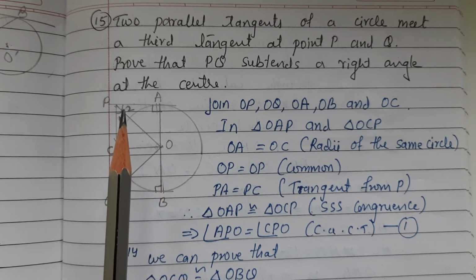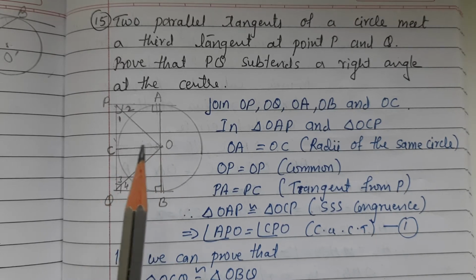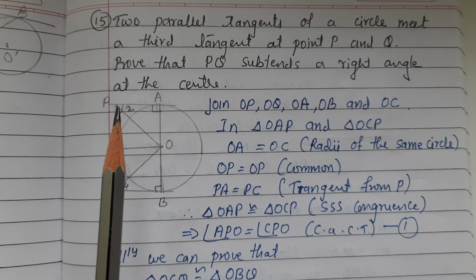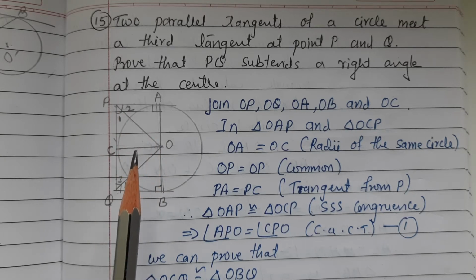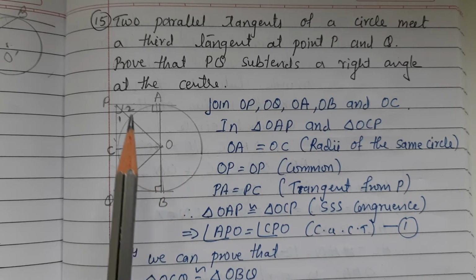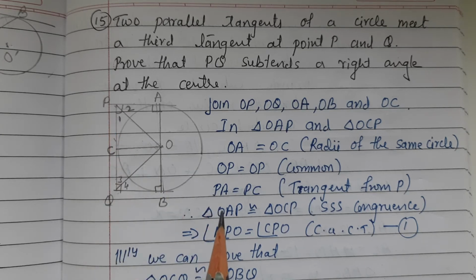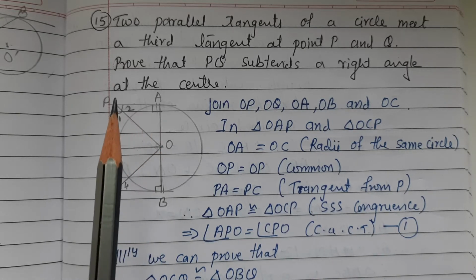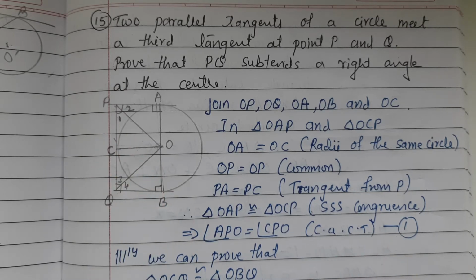Join OP, OQ, OA, OB and OC. In triangle OAP and triangle OCP, OA is equal to OC, radii of the same circle. OP is equal to OP, common, and PA is equal to PC, tangents from P. Therefore, triangle OAP is congruent to triangle OCP by SSS congruence. Therefore, angle APO is equal to angle CPO by CPCT. Let that be equation 1.